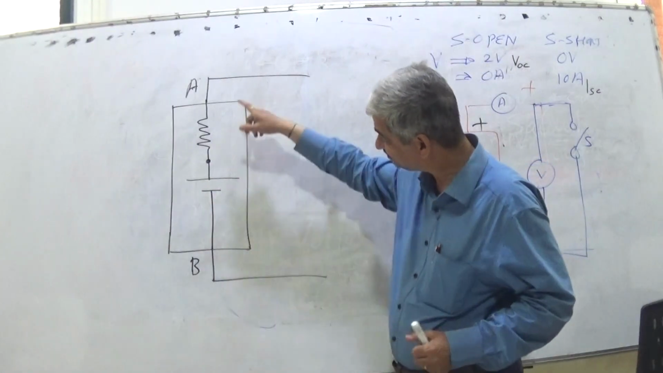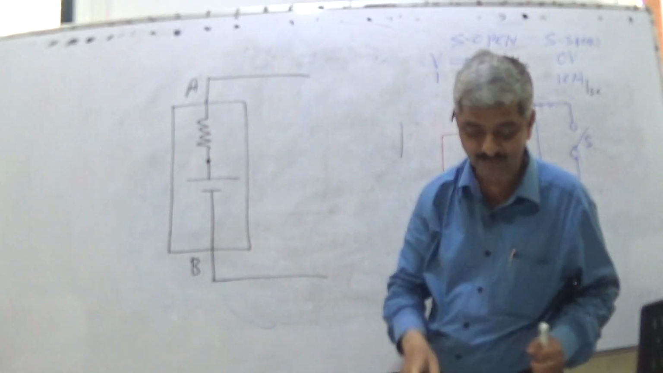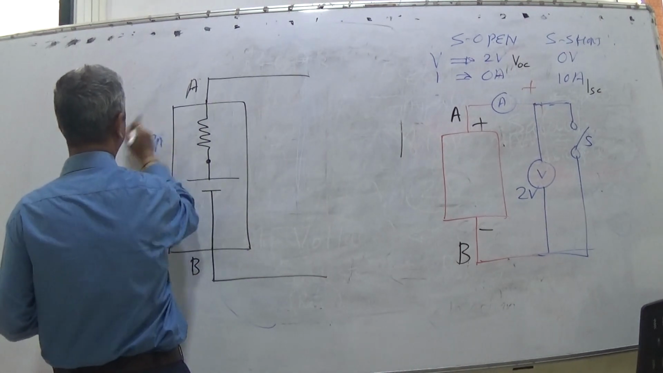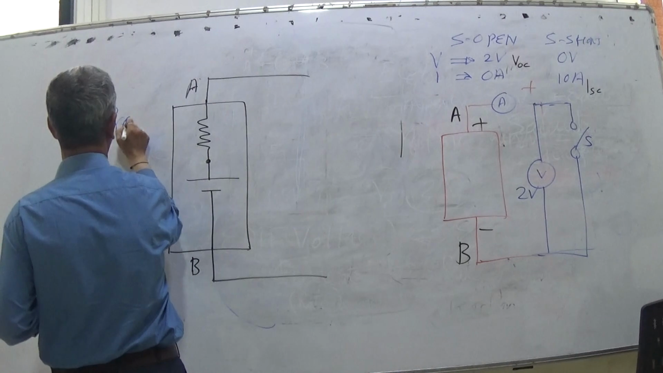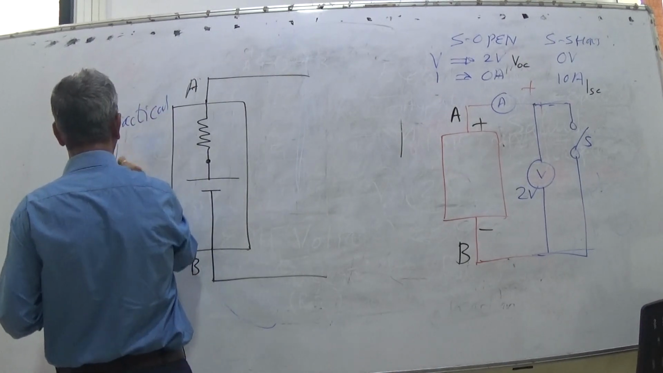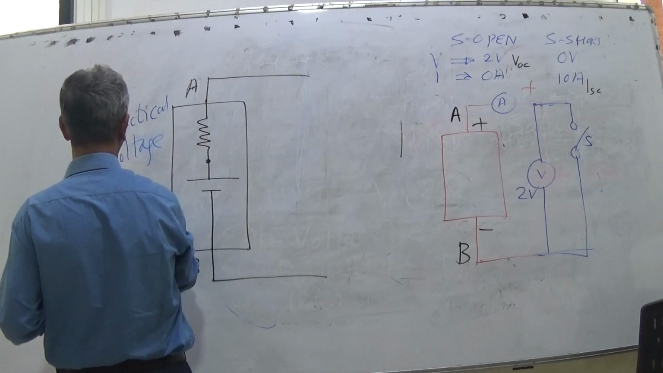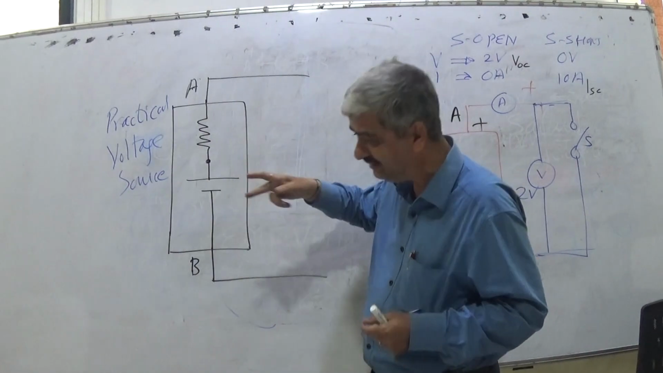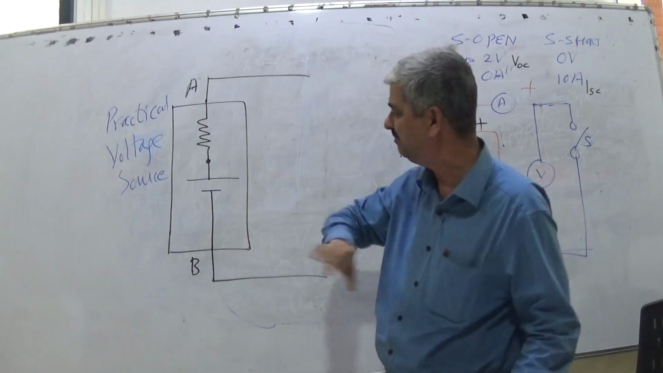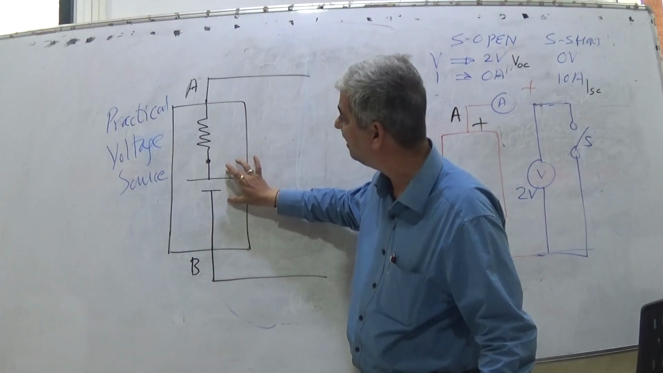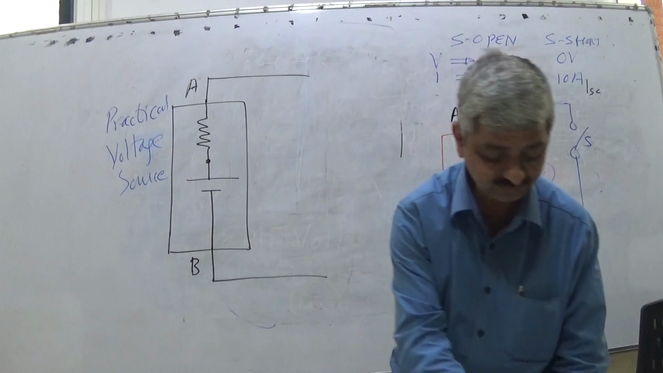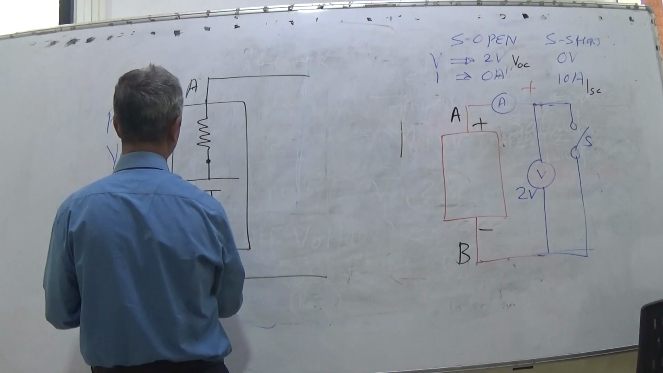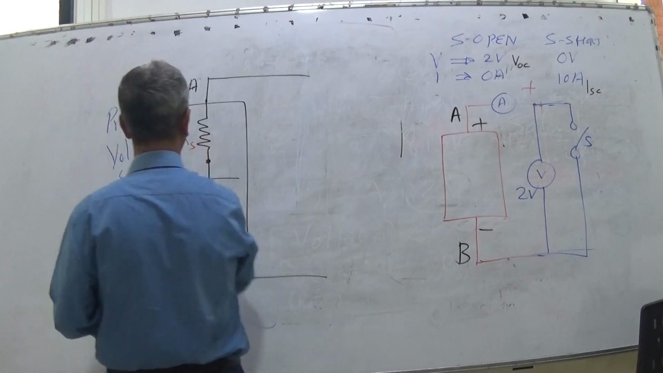So this is a practical voltage source. This box is a practical voltage source, which contains an indistinct, non-separable combination of an ideal voltage source and internal resistance. Now, what would this be? Vs and Rs. How can you compute them?